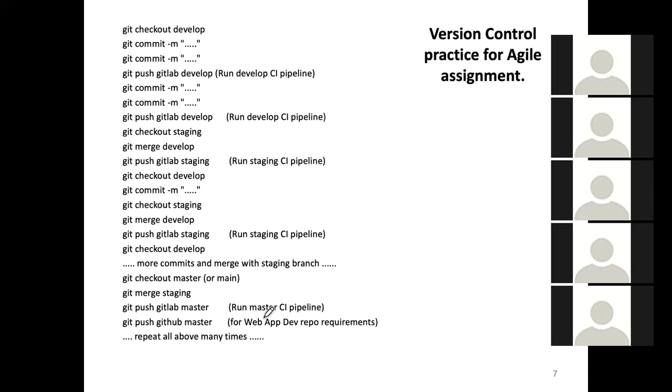Also, whenever you push to your master in GitLab, you should also push to your master in GitHub, purely for the web app dev side of things, because it's the repository that you have in GitHub that I will be using when I'm assessing your web app dev assignment. And this is just repeated many times. Okay, so that's how I see your workflow happening as you're developing your movies app and as you're writing tests in parallel with that.